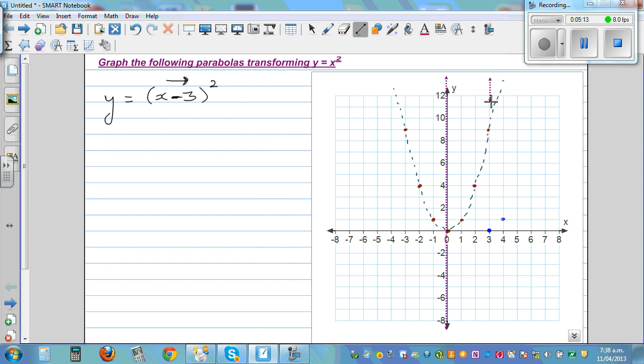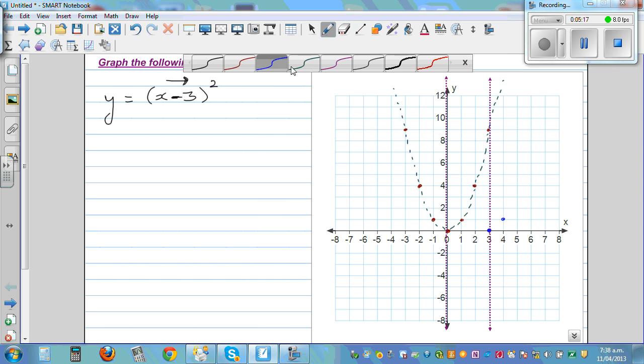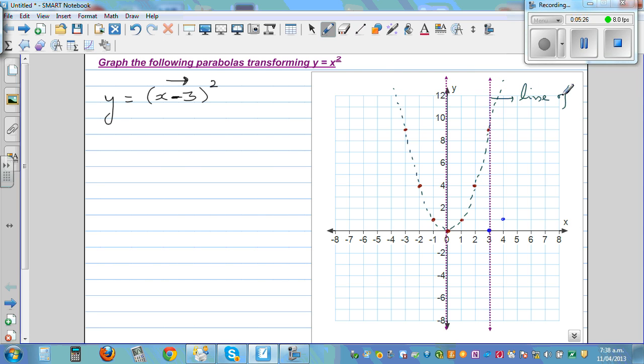So your line of symmetry, this is also called the line of symmetry. Let me write it. You need to know the technical words. So this line is called the line of symmetry. Line of symmetry means this line divides the symmetry. So this is the mirror line.